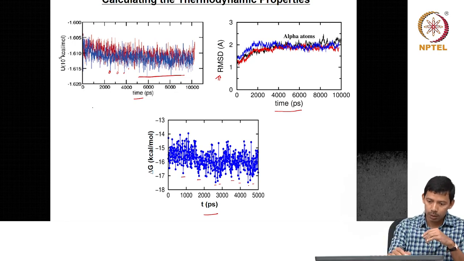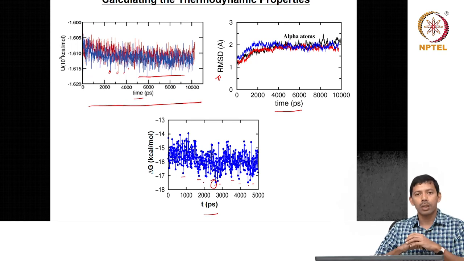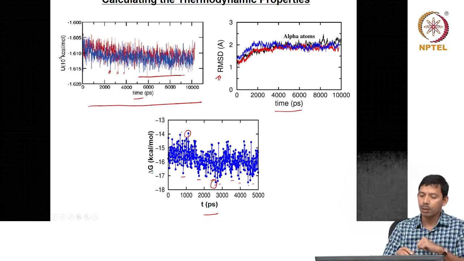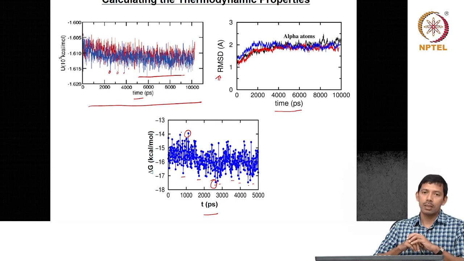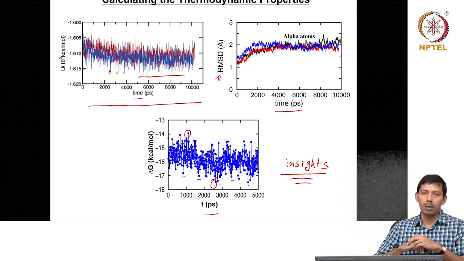I can always go back to my time evolution information, and from here I can get the structure of my protein ligand complex where the binding was the strongest, versus the one where the binding was the least. So what computer simulation techniques are giving is, first, the confidence that my technique and the models are good enough, and therefore I can reproduce experimental data. Plus, it is providing more insights about my system's microstructural information.